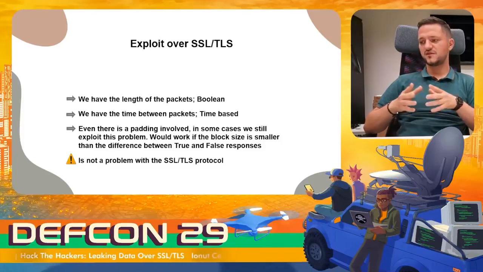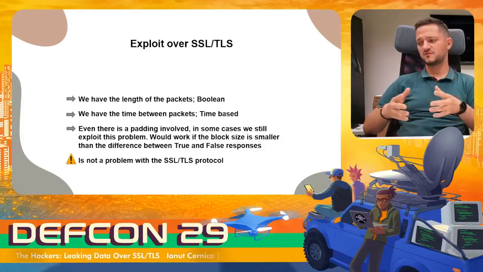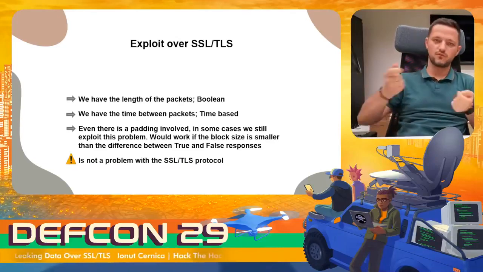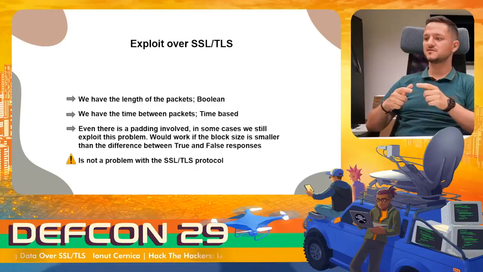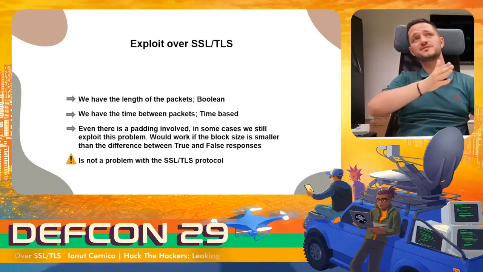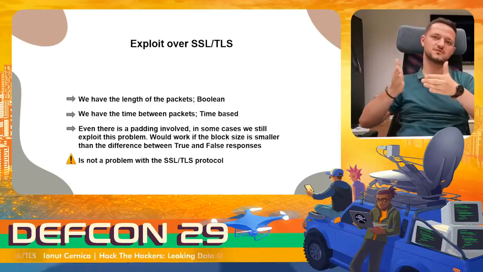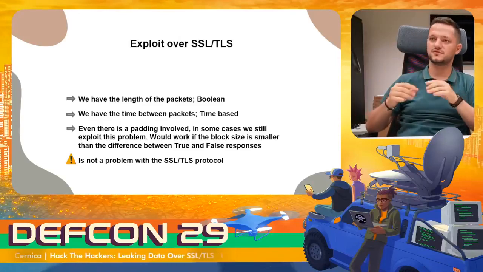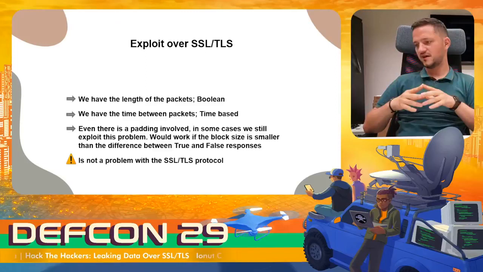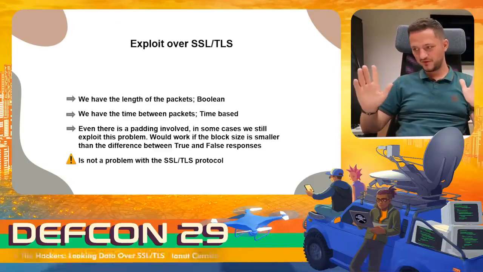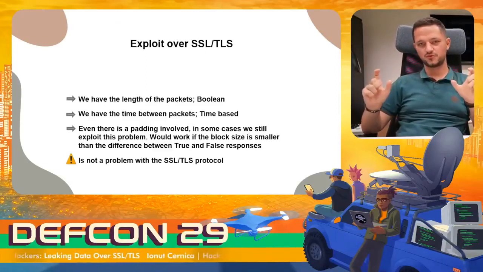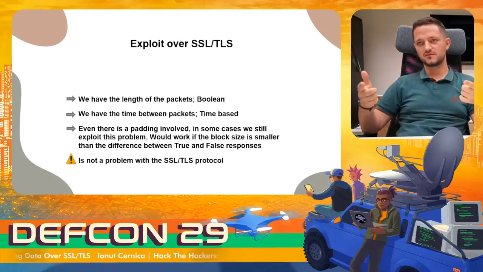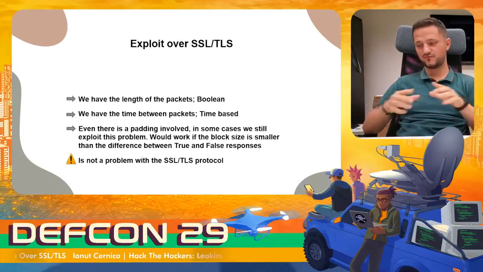In some ciphers there is padding involved, so we can still exploit this problem, because it works if the block size is smaller than the difference between true and false. So true and false will be differentiated by a huge length. And as a disclaimer, it is not a problem with the SSL/TLS protocol. The problem is in the way the exploits are written to exploit this type of attack.